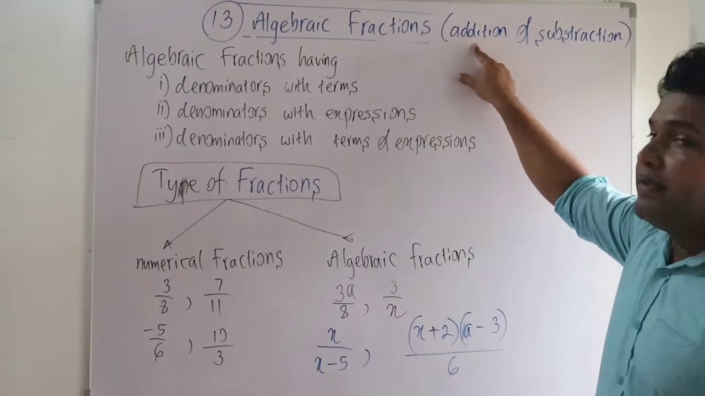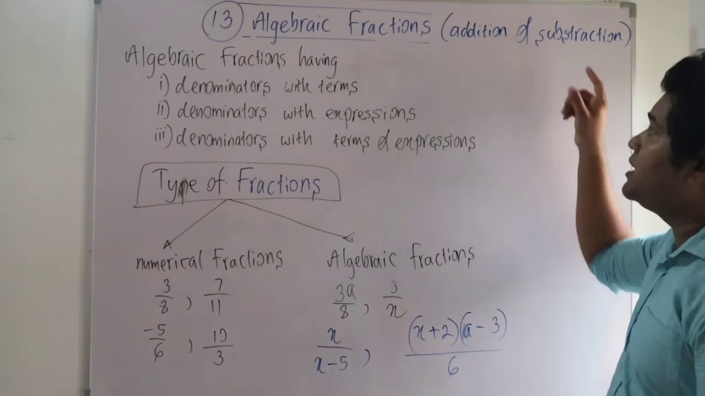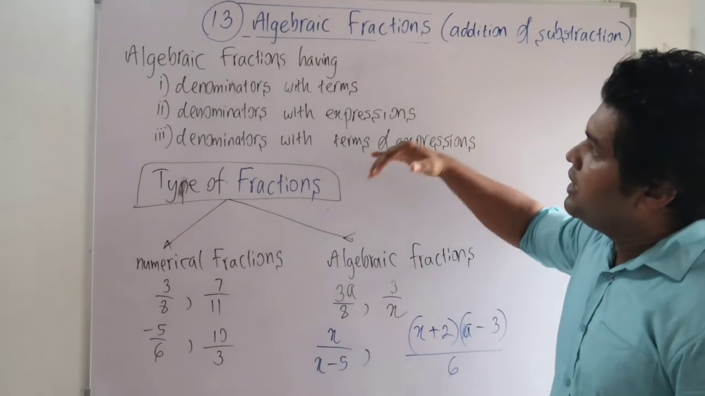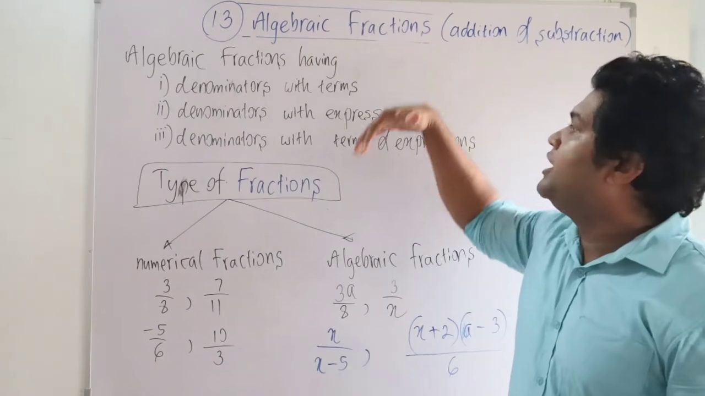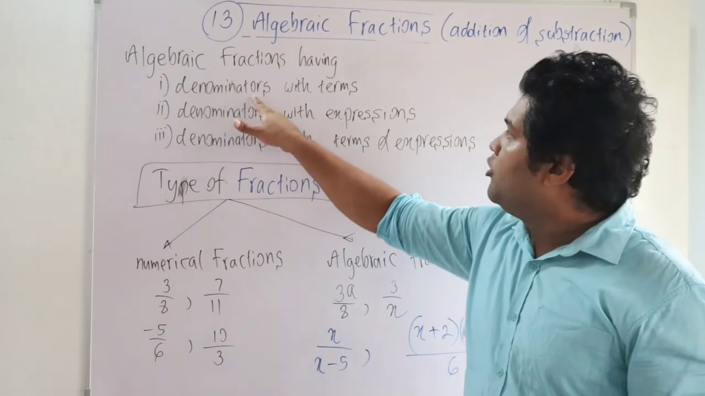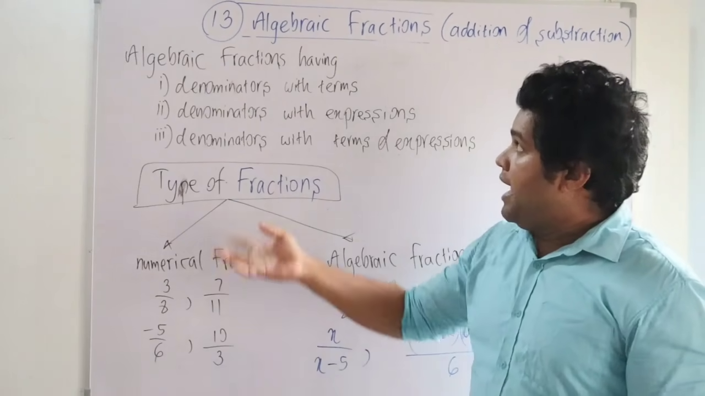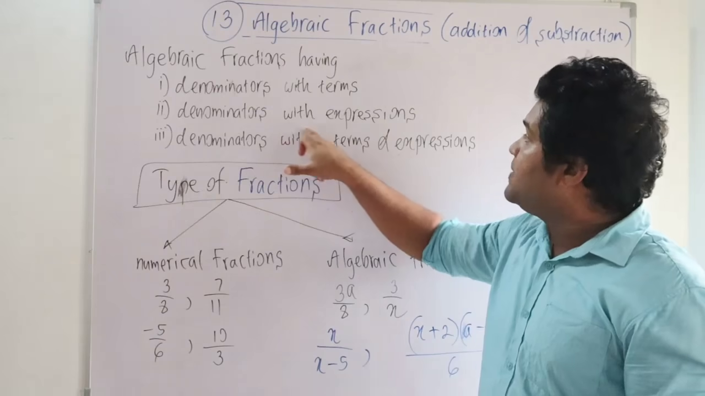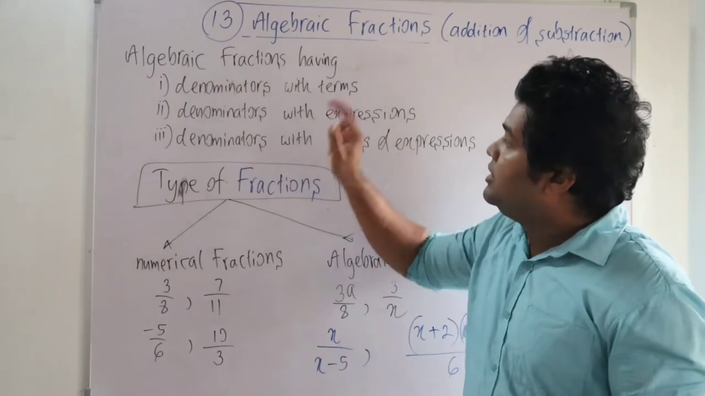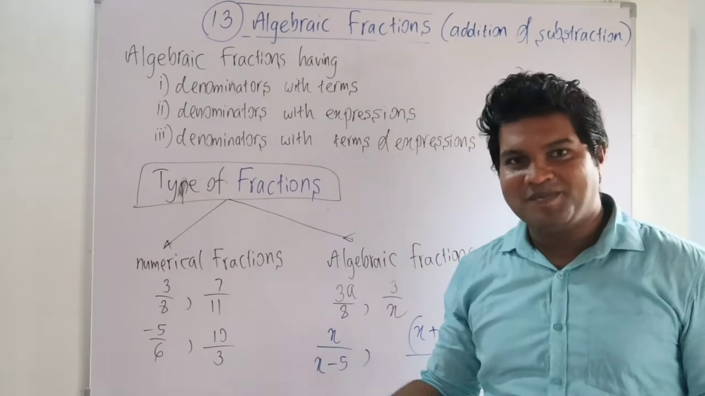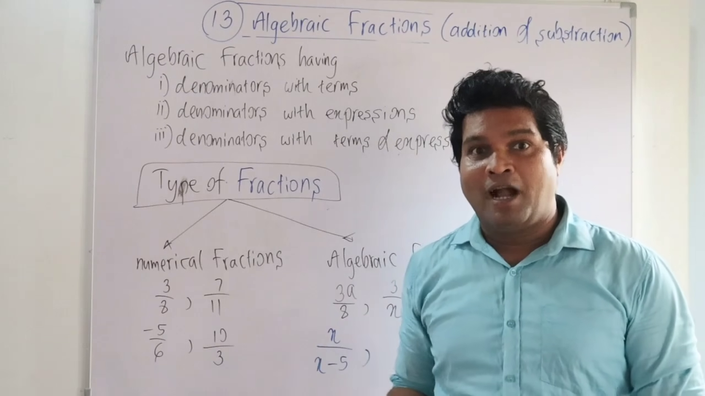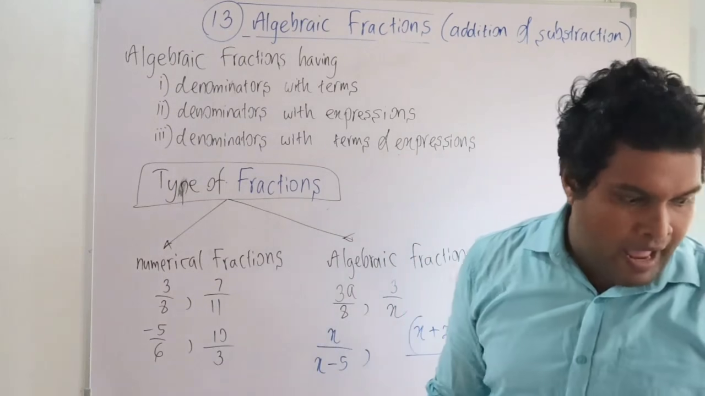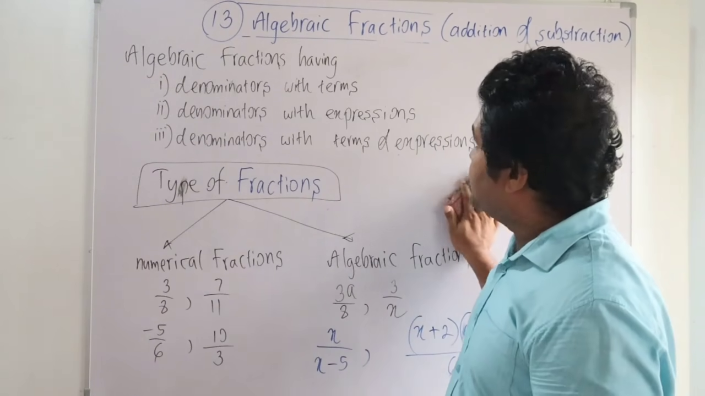Now we have to go for the simplification of algebraic fractions, especially addition and subtraction. In addition and subtraction, we must categorize these algebraic fractions into 3 types. First, algebraic fractions having denominators with terms. Second, algebraic fractions having denominators with expressions. Third, algebraic fractions having denominators with terms and expressions. Now the doubt is what terms and expressions are. We will have a clear idea regarding that.